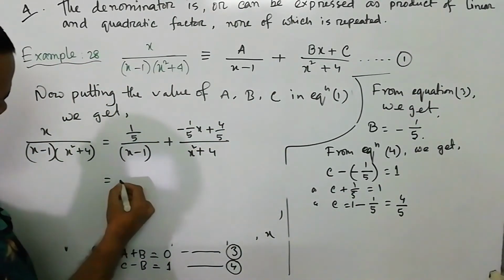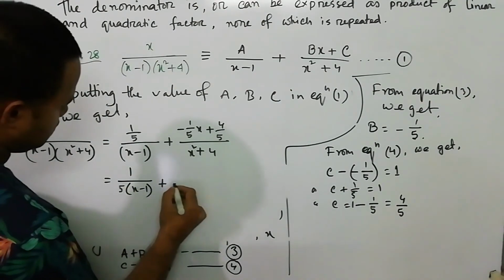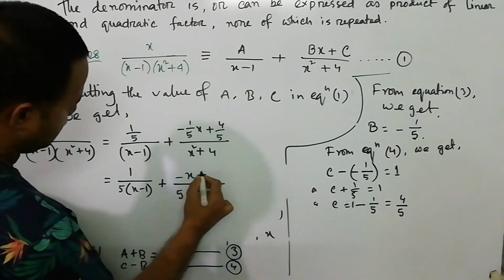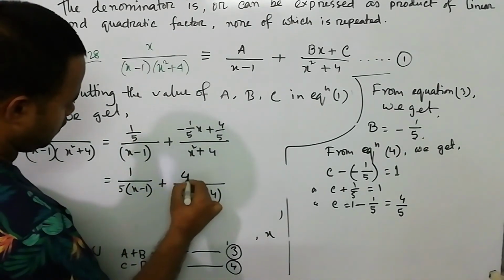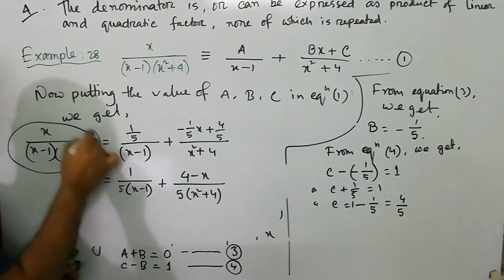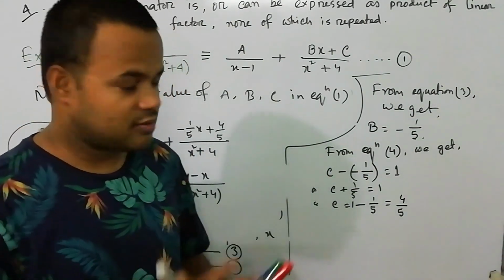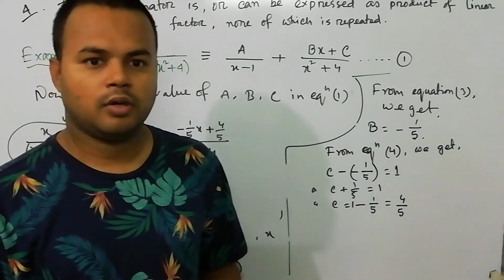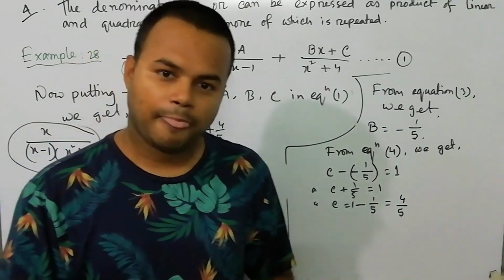Now simplify this, then we will have 1 by 5 into 1 over x minus 1, plus 1 over x square plus 4 into 4 minus x. We can rewrite this as 4 minus x, and that is the required partial fraction of the given fraction. I hope all of you have understood this. Now you should try similar types of fractions, then it will be easier for you. In my next class I will discuss type 5. Thank you all.